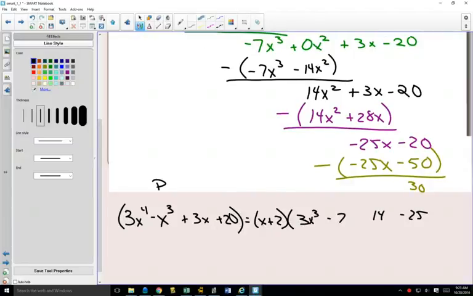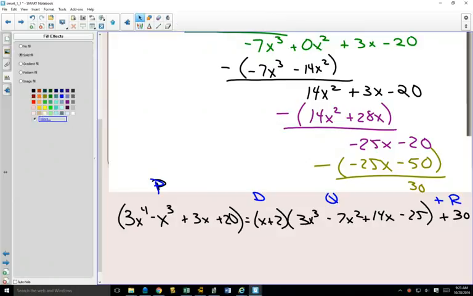We got 3x cubed minus 7x squared plus 14x minus 25. And we had a remainder of 30, so we have plus 30 in the end. So again, this was our polynomial, this was our divisor, this is our quotient, and this is our remainder. Yes? If it's so long that you make it equals and you write underneath, that's fine. Okay?